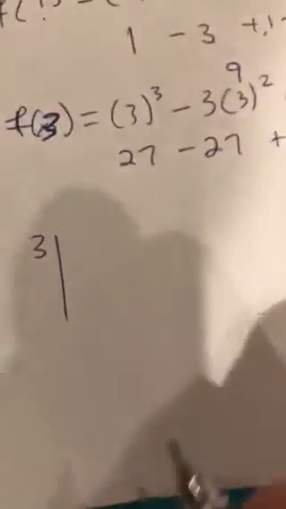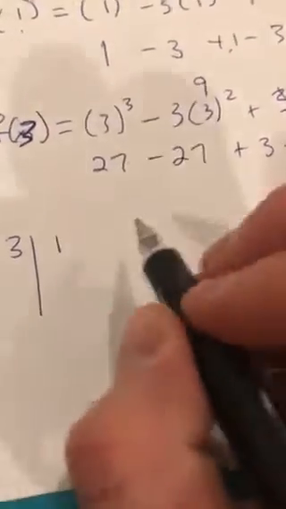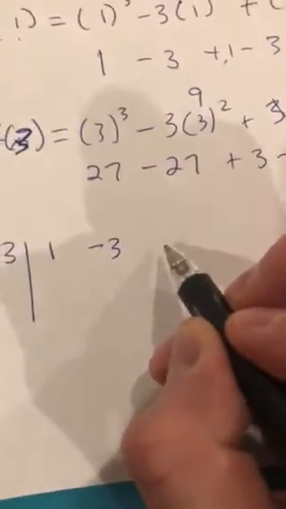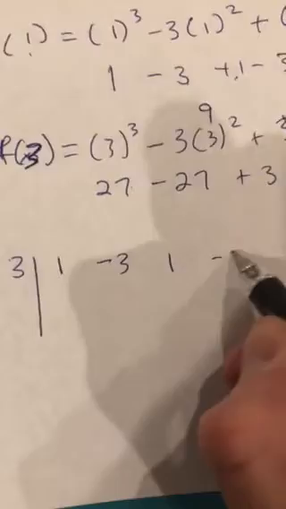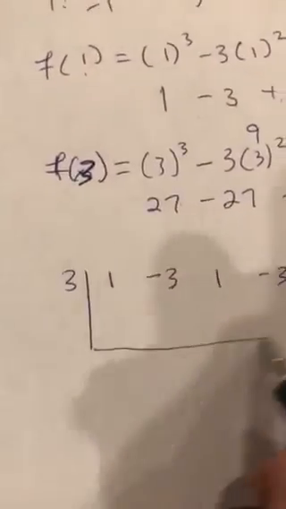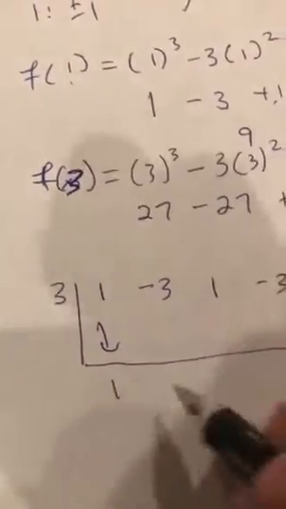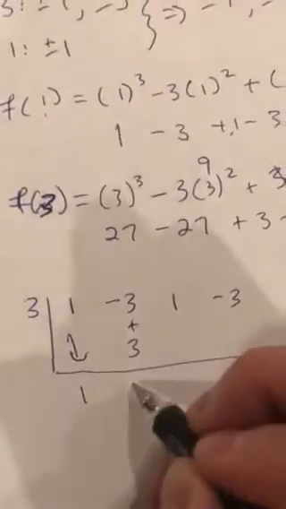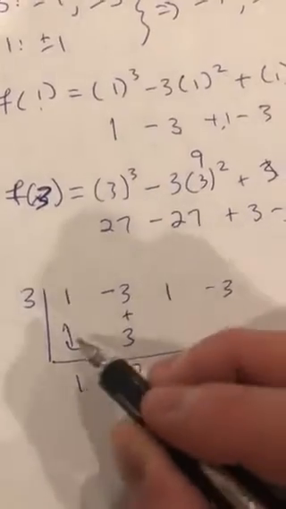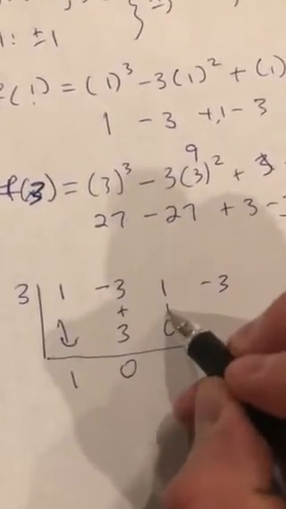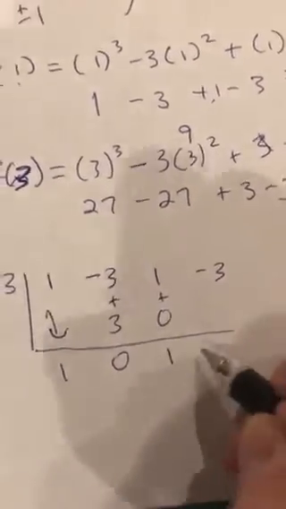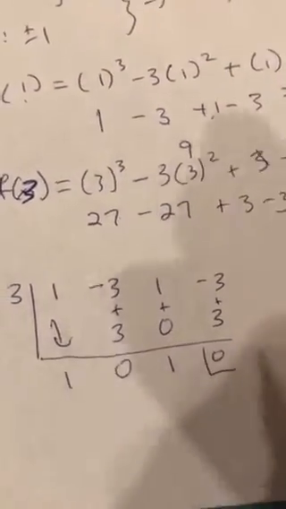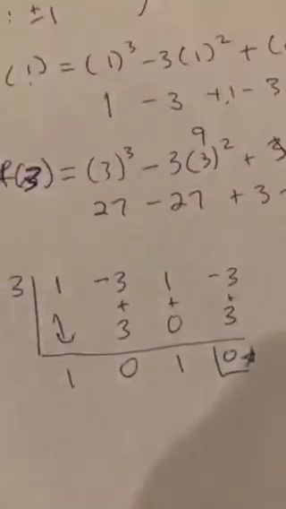So I've got my synthetic division set up. My leading coefficient is 1. After that is negative 3 for my x squared term, then 1 for my linear term or my x term, and negative 3. Okay, bring down the first term. 3 times 1 is 3. Negative 3 plus 3 is 0. And then 3 times 0 is 0. Add down again, we get 1. 3 times 1 is 3. And when we add down, we get 0. So perfect. I got a remainder of 0.